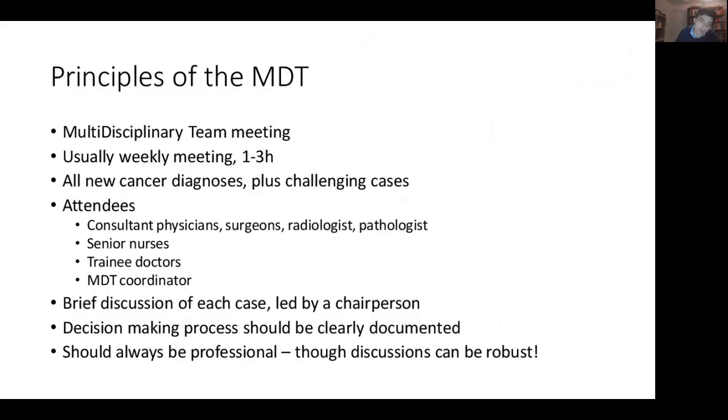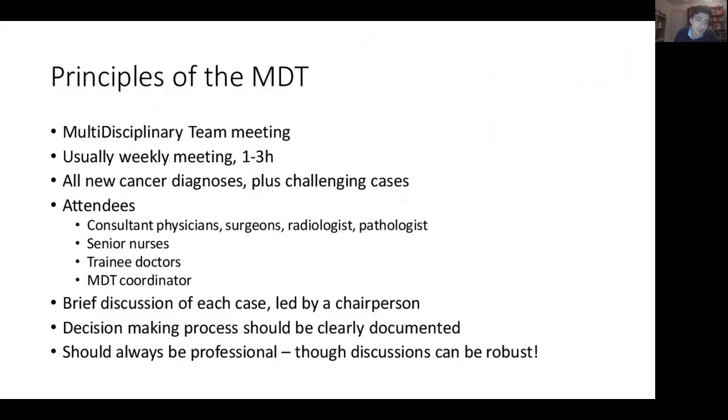Typically attended by consultant physicians, surgeons, a radiologist and pathologist, and some senior nurses who know the patients well and often chip in with some of the most important things in MDT, such as, oh, well, you know, Mr. Jones is currently nursing his wife through the last stages of dementia, and will very unlikely want any investigations for the suspected cancer. That's clearly essential.